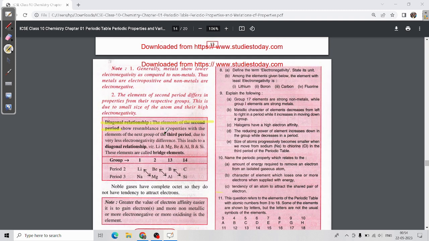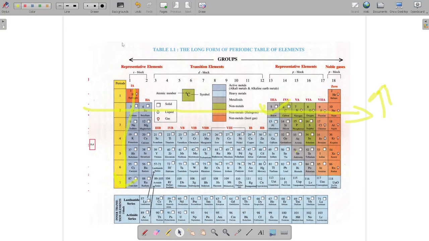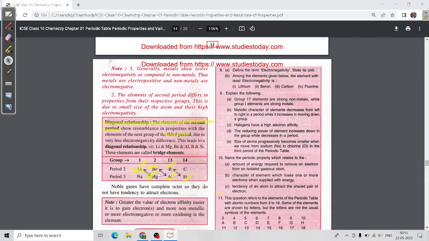Now if we check here the diagonal relationship, it is between the second period and the third period elements. It is between Li and Mg, Be and Al, boron and silicon. Li means lithium, Mg is magnesium, Be means beryllium, Al means aluminium. As I show you here, it is between Li and Mg, Be and Al, then boron and silicon, and so on.